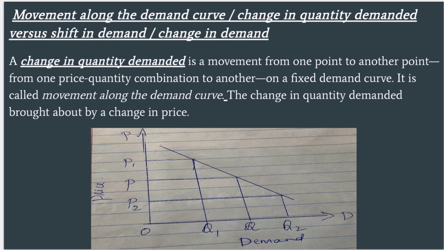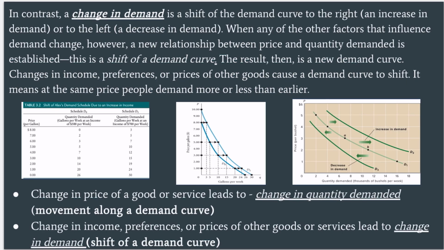A change in quantity demanded is a movement from one point to another, from one price-quantity combination to another, on a fixed demand curve. It is called movement along the demand curve. It is the change in quantity demanded brought about by a change in price. In contrast, a change in demand is a shift of the demand curve to the right, an increase in demand, or to the left, a decrease in demand. When any of the other factors that influence demand change, however, a new relationship between price and quantity demanded is established. This is a shift of a demand curve. The result then is a new demand curve.